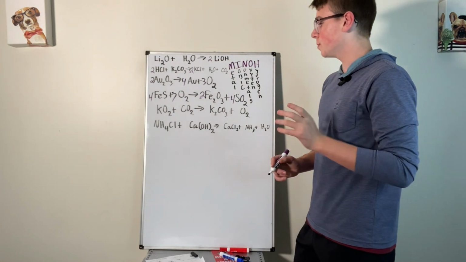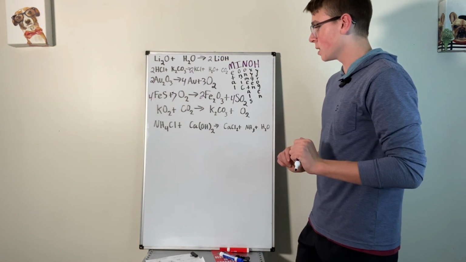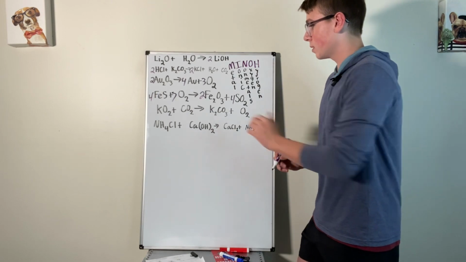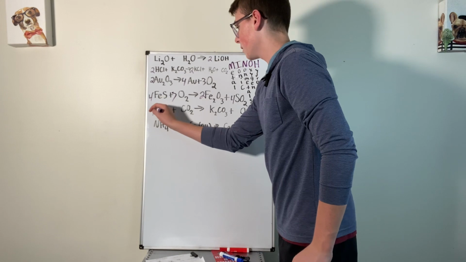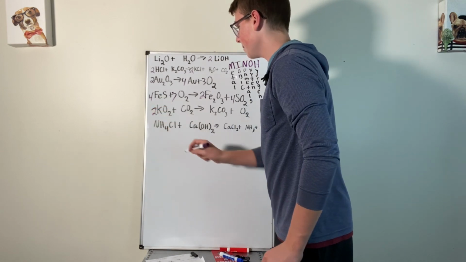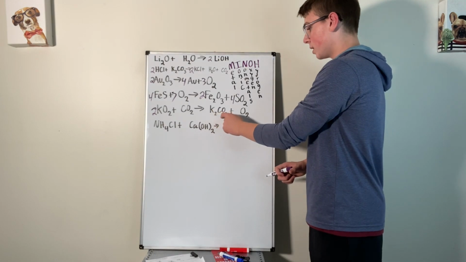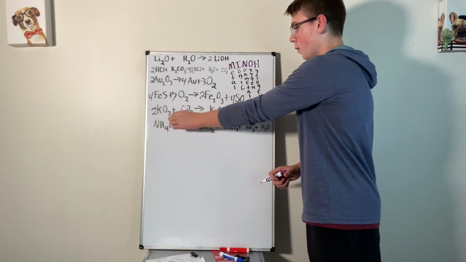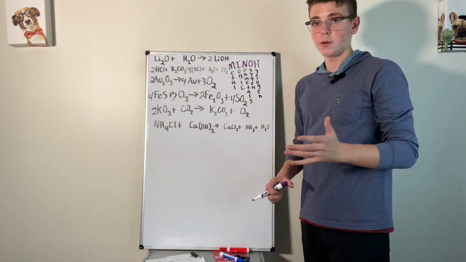Okay, KO2 plus CO2 yields K2CO3 plus O2. Let's start with our potassium. 1 potassium here, 2 potassiums here. So we need a coefficient of 2 over here. Now there's 1 carbon here and 1 carbon here. So we're good there. There's 4 oxygens here and there are 5 oxygens here. Oh no, what do we do?